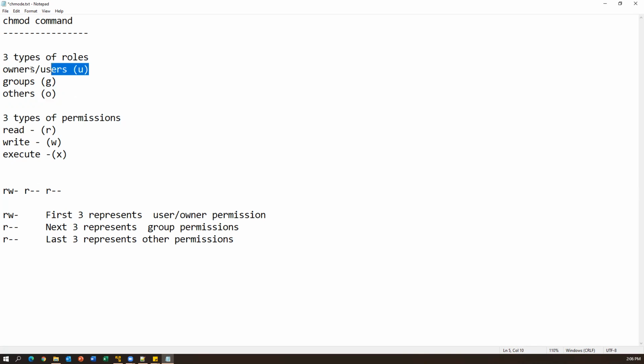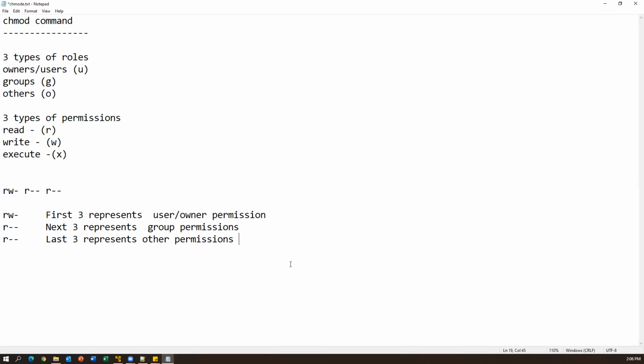But what are these owners, groups, and others? First, we need to understand them. We know what read, write, and execute permissions are, but what about the users, owners, and roles? What is the owner role? What about groups and others? We need to understand this first, and then we will see a few examples of the chmod command. Before that, we need to understand what is an owner, what is a group, and what is other.